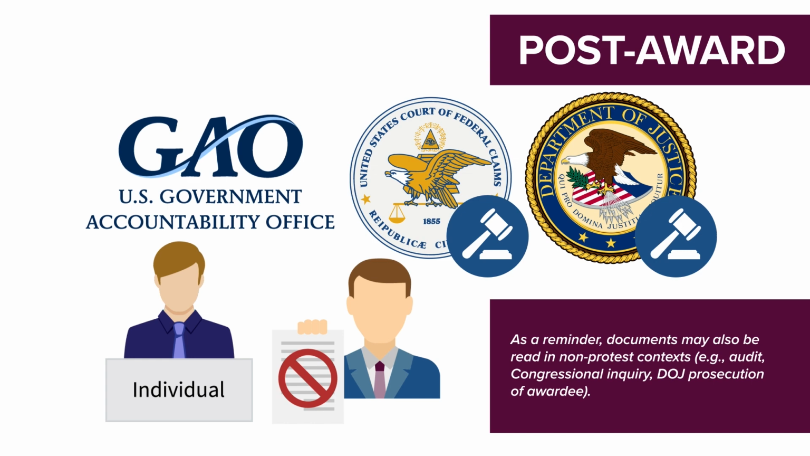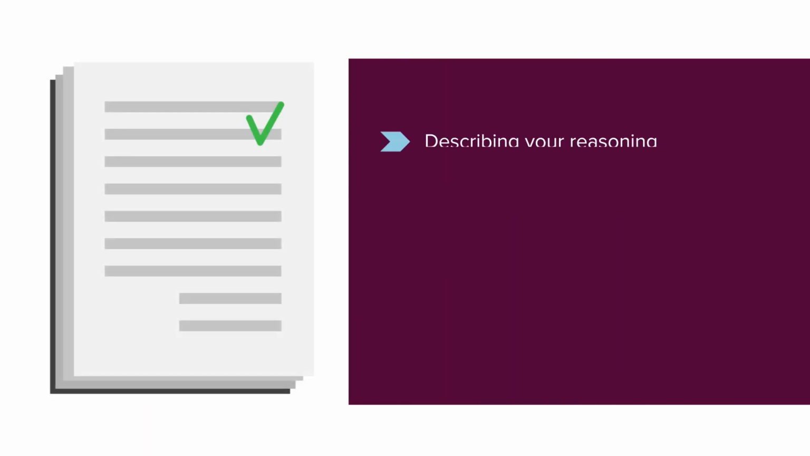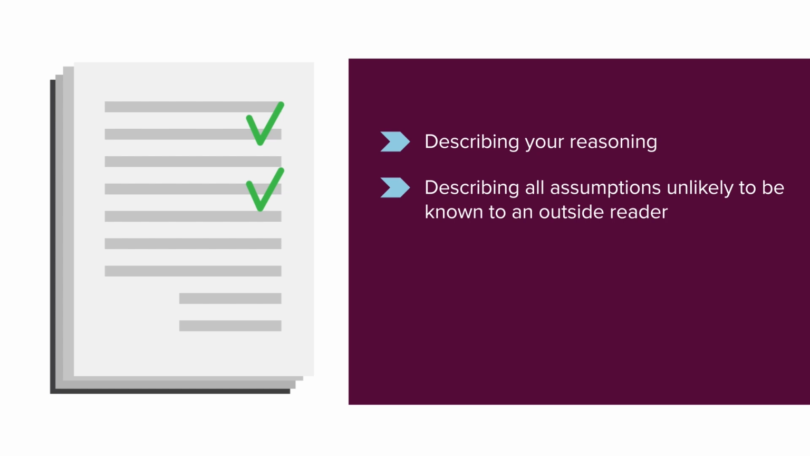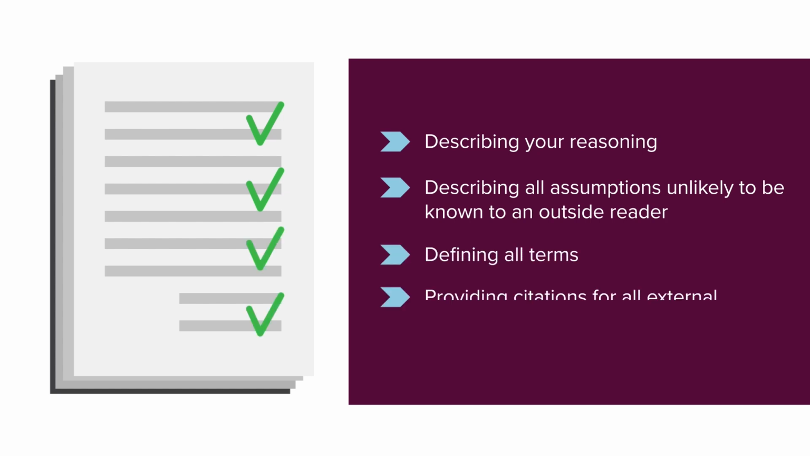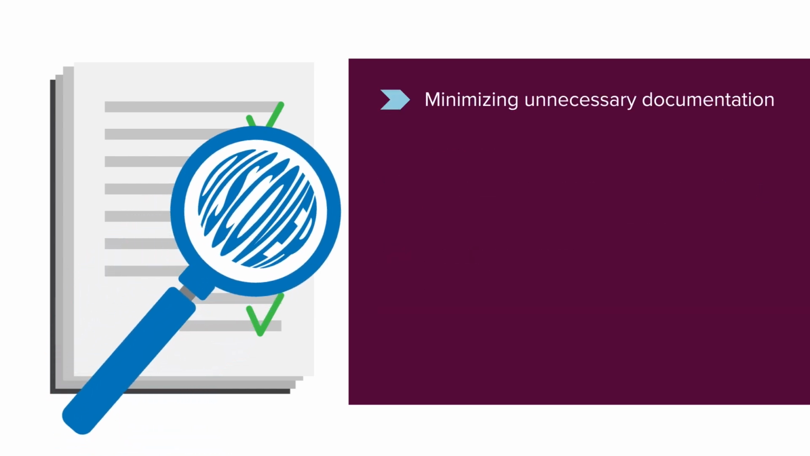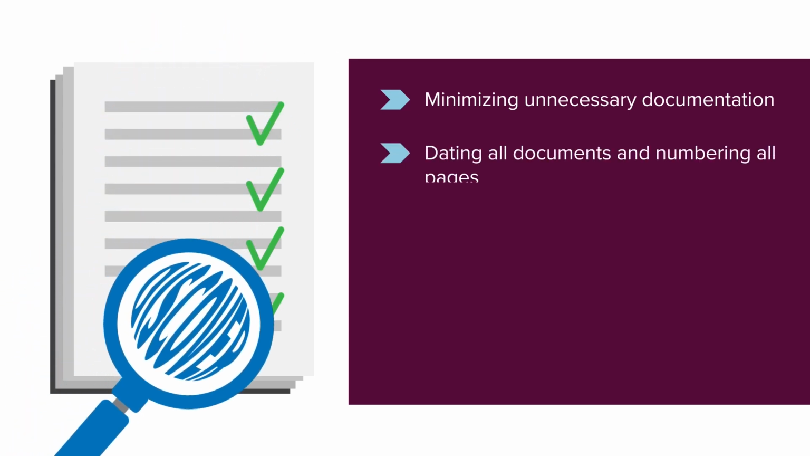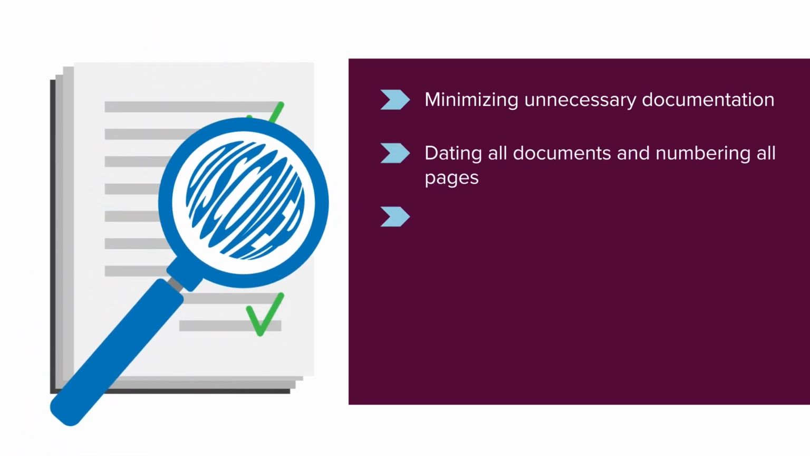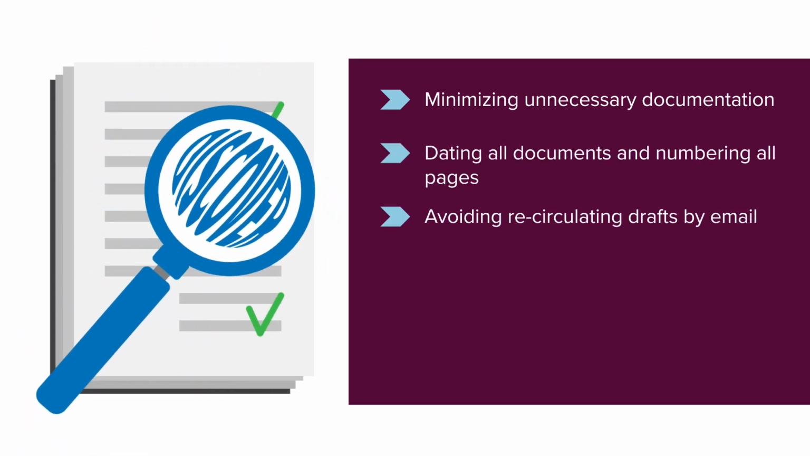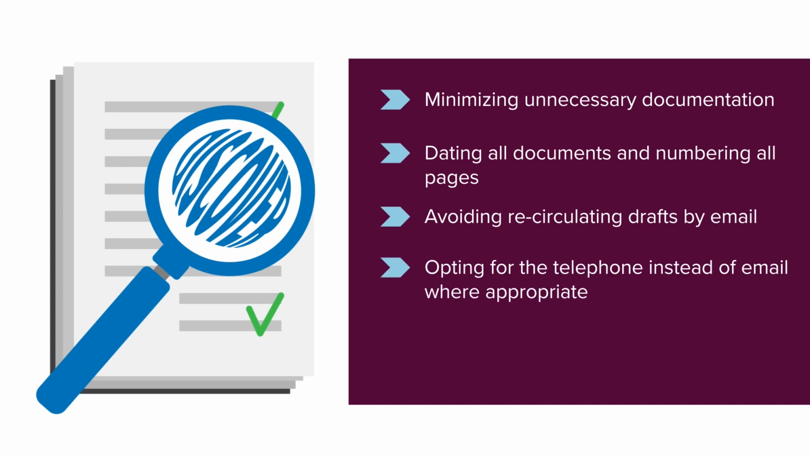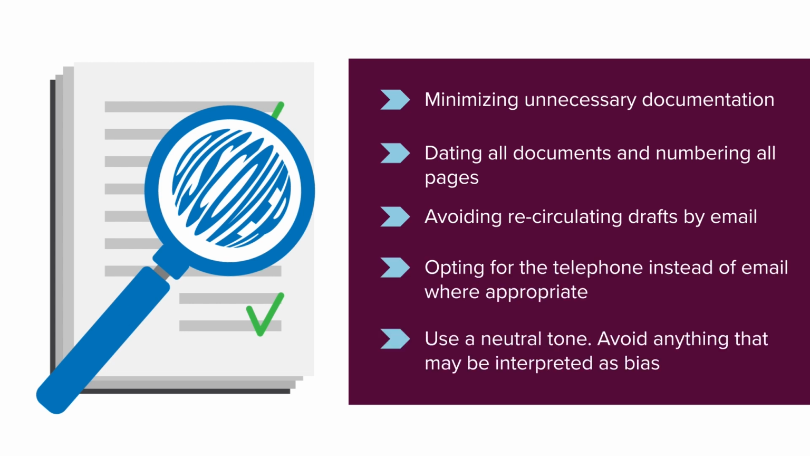Hence, document your decision-making fully but concisely by describing your reasoning, describing all assumptions unlikely to be known to an outside reader, defining all terms, providing citations for all external sources. Treat every piece of documentation as potentially discoverable by minimizing unnecessary documentation, dating all documents and numbering all pages. Avoid recirculating drafts by email, opting for the telephone instead of email where appropriate. Use a neutral tone. Avoid anything that may be interpreted as bias.